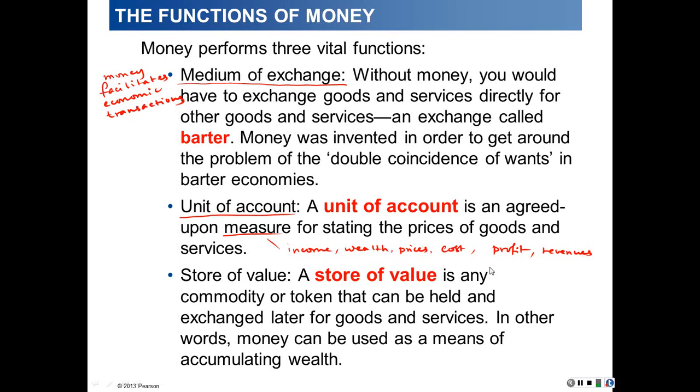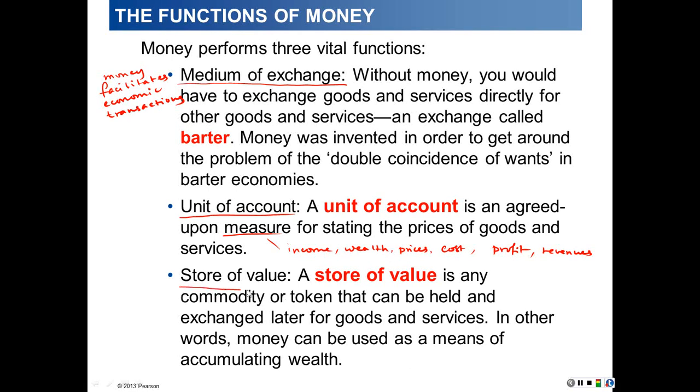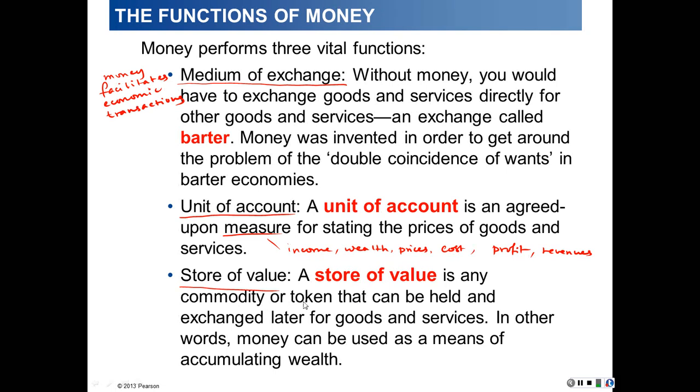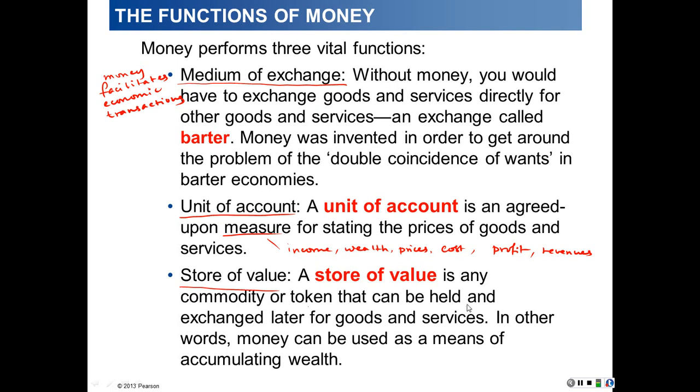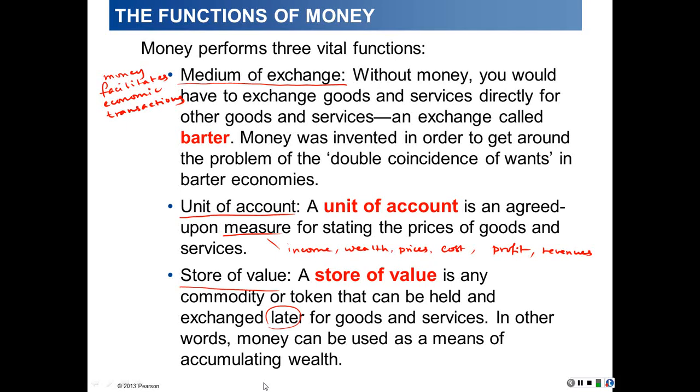We now have a third function of money also, and that is called money as a store of value. Now, what's a store of value? It says here, a store of value is any commodity or token that can be held and exchanged later for goods and services. Now that's important.